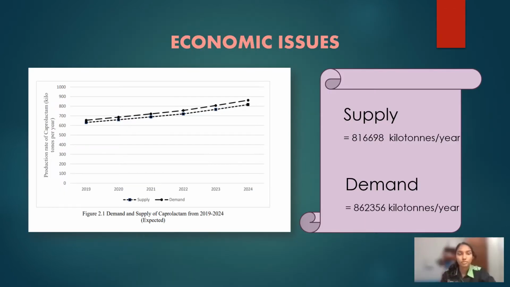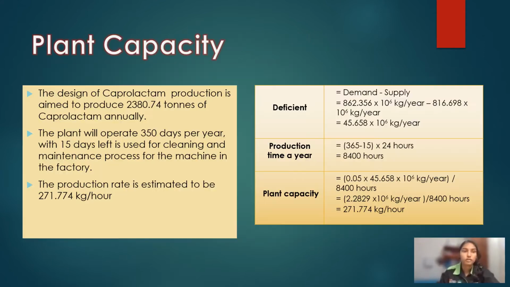Next is the economic issues, where based on the demand and supply of caprolactam from year 2019 to year 2024, we obtained that the supply is 816,698 kilotons per year and the demand is 862,356 kilotons per year.